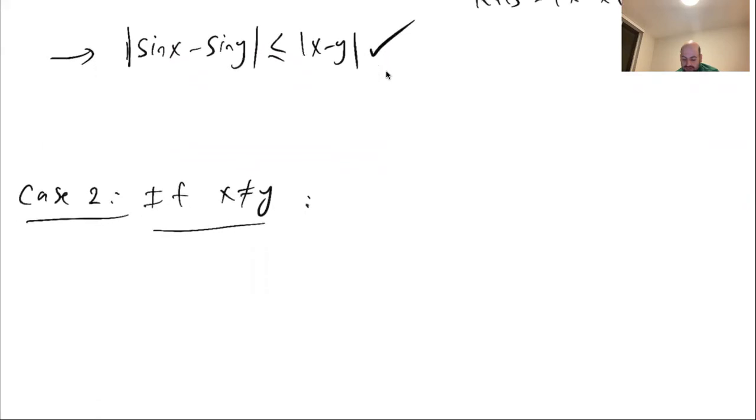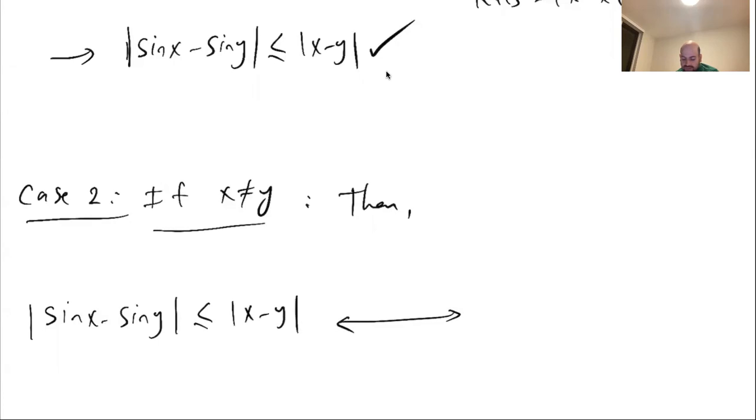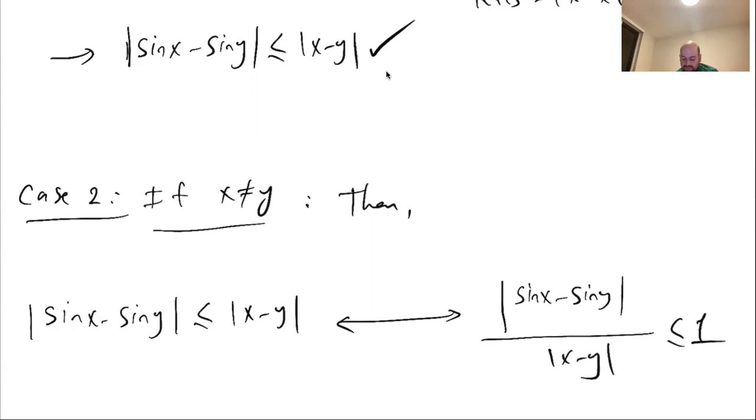we can say that the absolute value of sine x minus sine y is less than or equal to the absolute value of x minus y, which will be equivalent to the absolute value of sine x minus sine y divided by the absolute value of x minus y being less than or equal to 1. Because remember, the absolute value of x minus y will be positive in this case. See, the absolute value of any number is always bigger than or equal to 0.